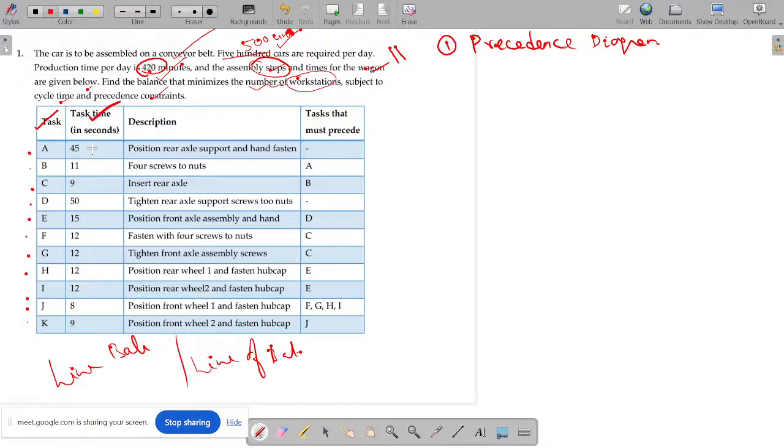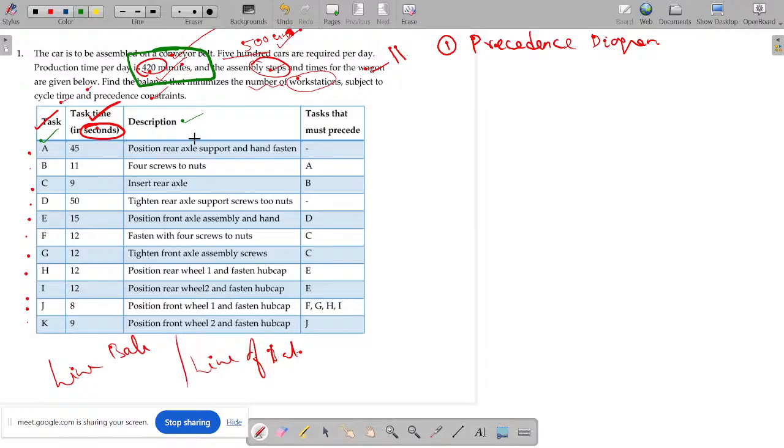The task time needed is 45 seconds. See, it's given in seconds. Please make a note of it. Here it is given in seconds, whereas the production time is given as 420 minutes. So you have to go for a conversion, minutes to seconds. And what is this task? The description is given: positioning, rear axle support, and hand fastening.